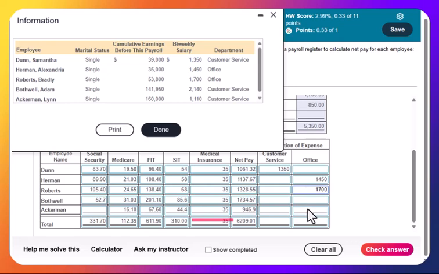And then we'll go on to Adam. Adam is customer service, so we'll make sure his pay goes there. And then Lynn Ackerman is customer service as well. So we'll go ahead and put his 1110 there. Then we can go ahead and add those through for each department. So they're probably keeping track of each department's wages here. Gross wages, $31.50. And again, we left those spots blank.